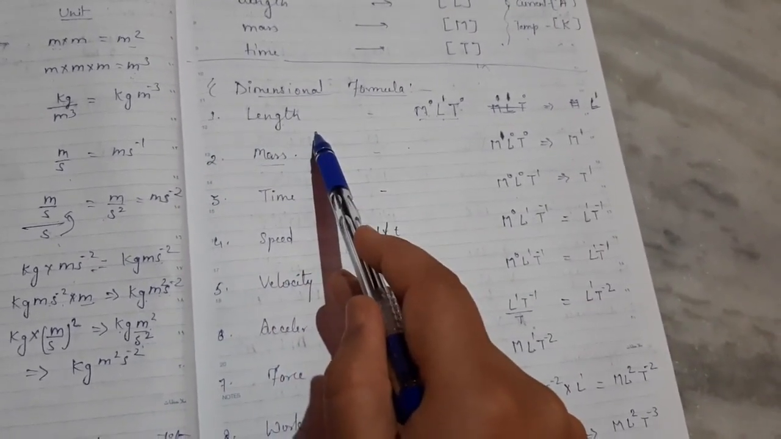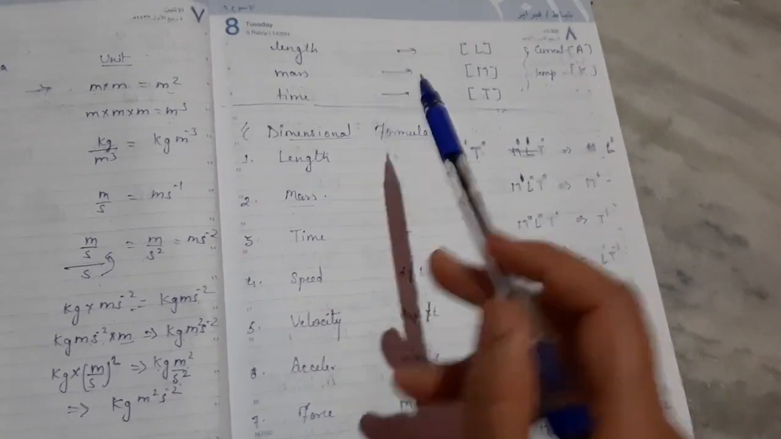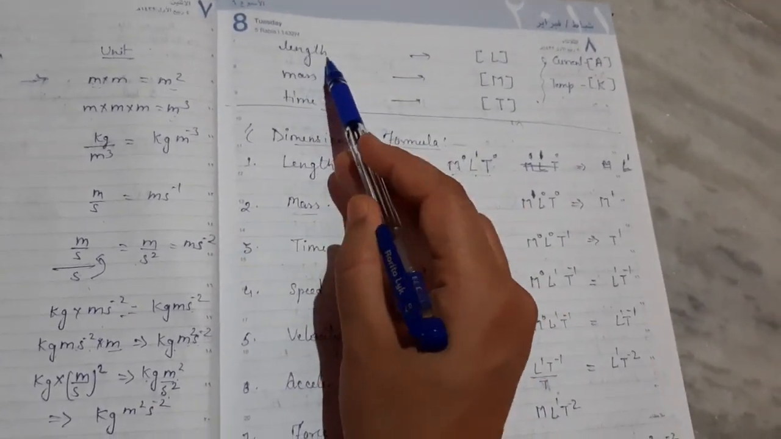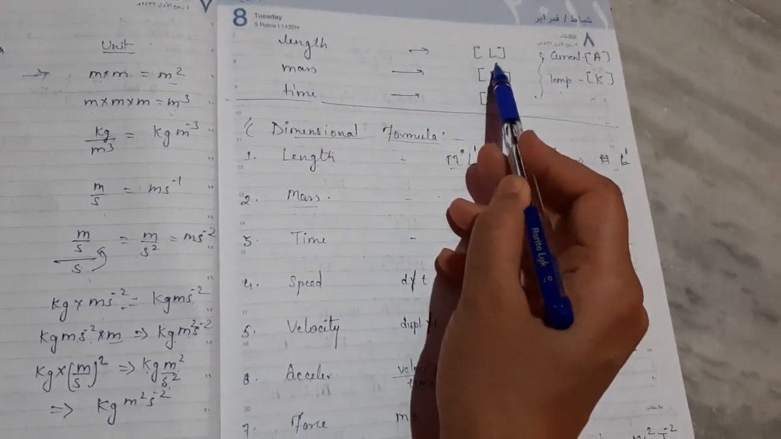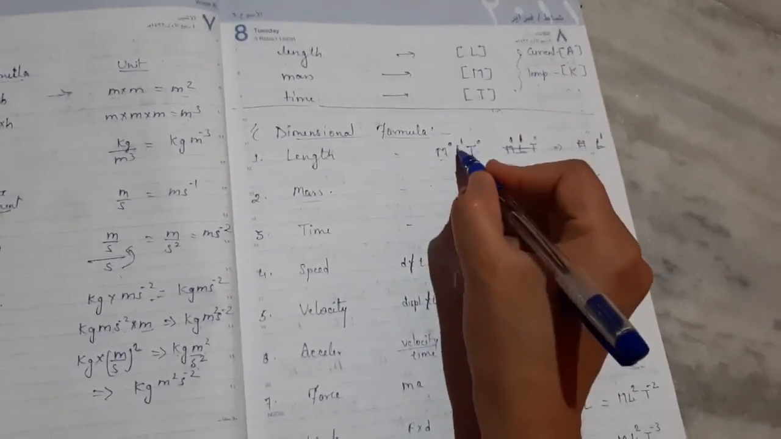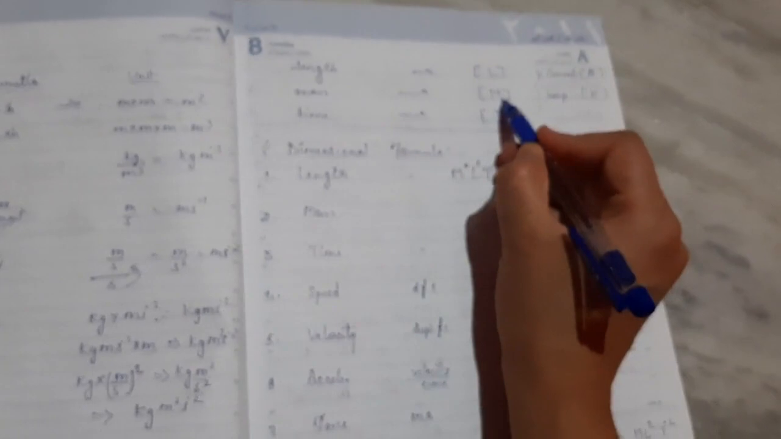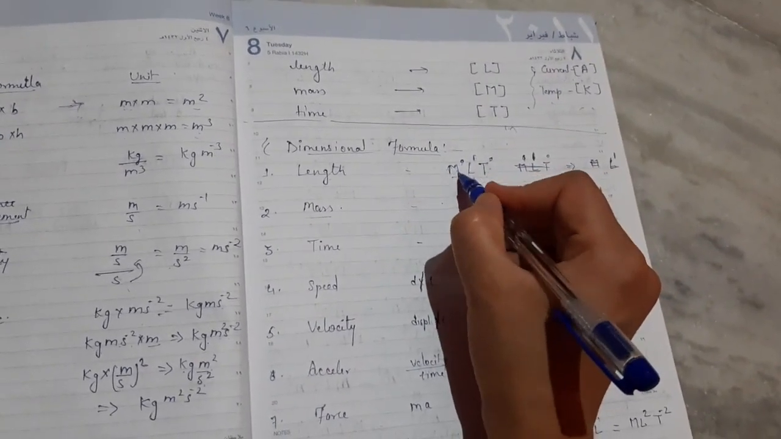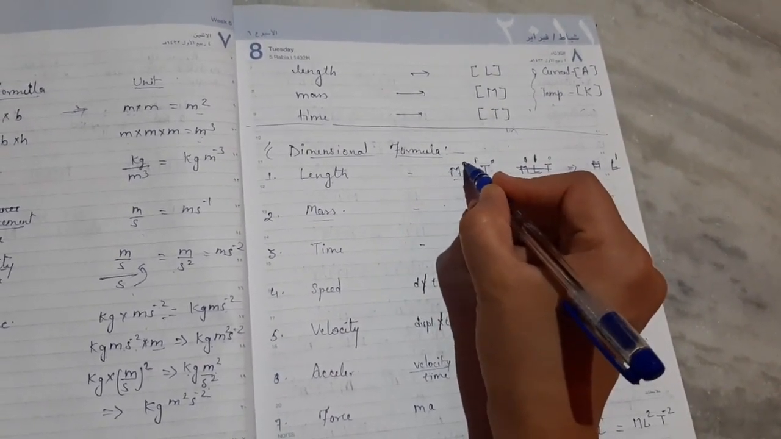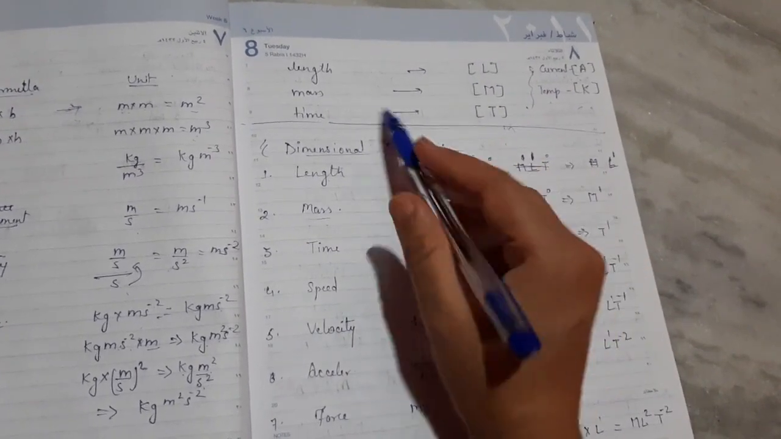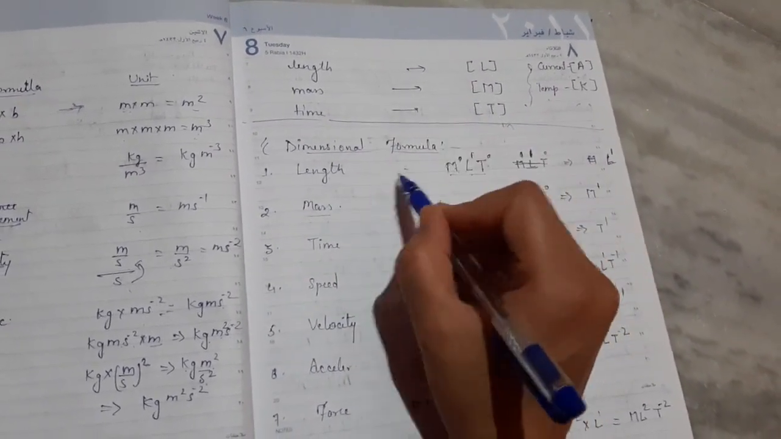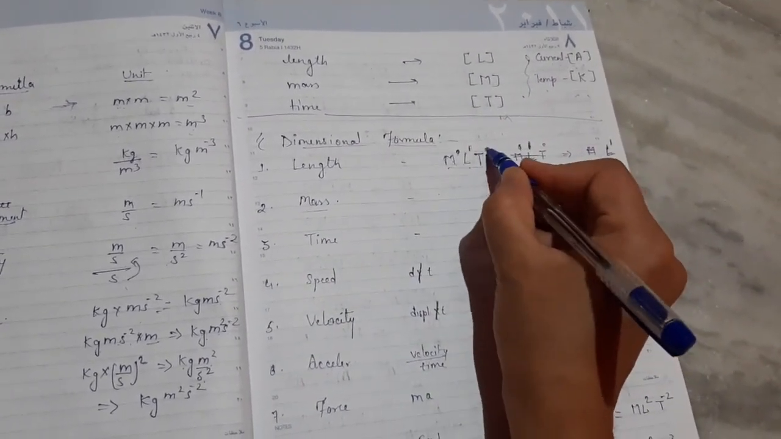As we know, the unit of length is meter. So how will we write length? Meter is written as capital L. So here it will be L raised to power 1. Mass is denoted by capital M. Mass doesn't have any length or time, so we can write it like this, M raised to power 0. And same here, time is not present, so the time power is also 0.